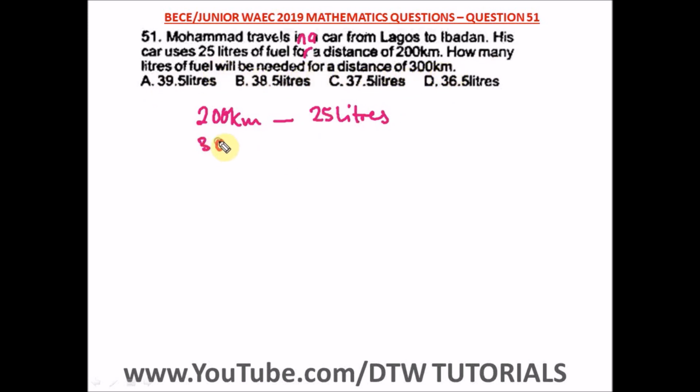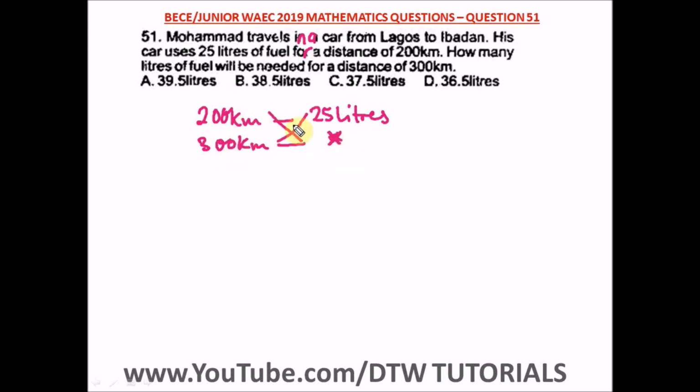So for a distance of 300 kilometers, what will be needed? Let's say it is X. So from here, what is the value of X? Since for 200 kilometers, he uses 25 liters, for 300 kilometers in the same car, how many liters will he use? Definitely it's going to increase. So to get X here, let's just cross multiply.